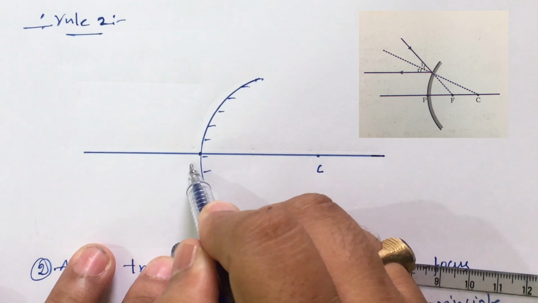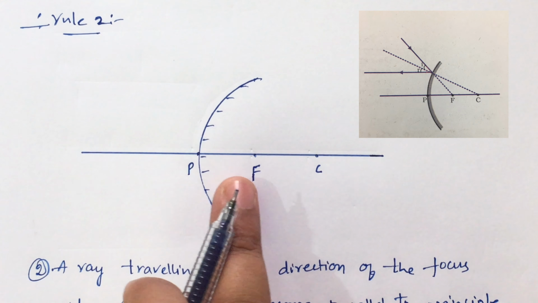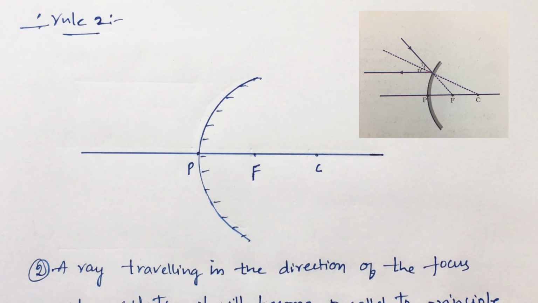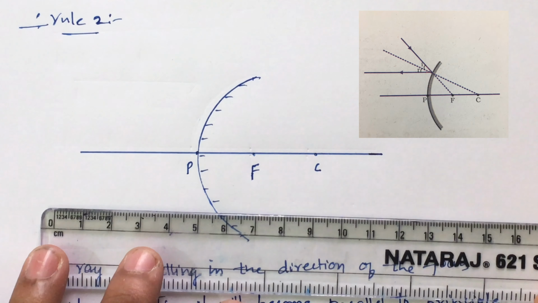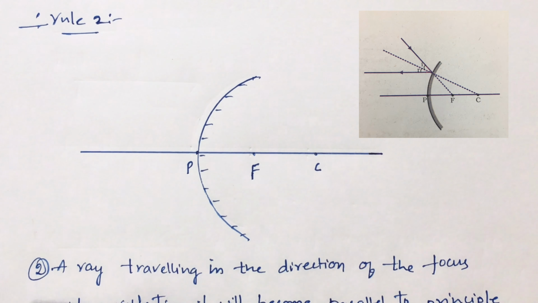is our focus. Actually, what is focus, children? The point of convergence or divergence on the principal axis. As we know, convex mirrors are diverging mirrors. The light rays will get diverged when they fall on a convex mirror. So this is the convex surface again. Light reflects back on this bulged surface. So what is rule number 2? A ray traveling in the direction of focus, after reflection will become parallel to the principal axis.